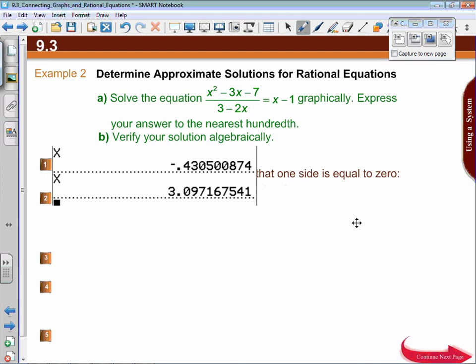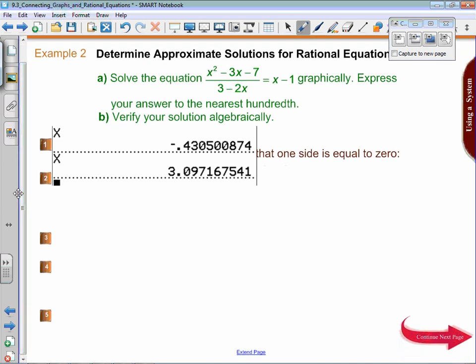Don't verify the first value of x and then just hope for the best. But the question asks us to round to the nearest hundredth. So I am going to verify negative 0.43. Now, before we do anything, this is very unlikely to work perfectly.